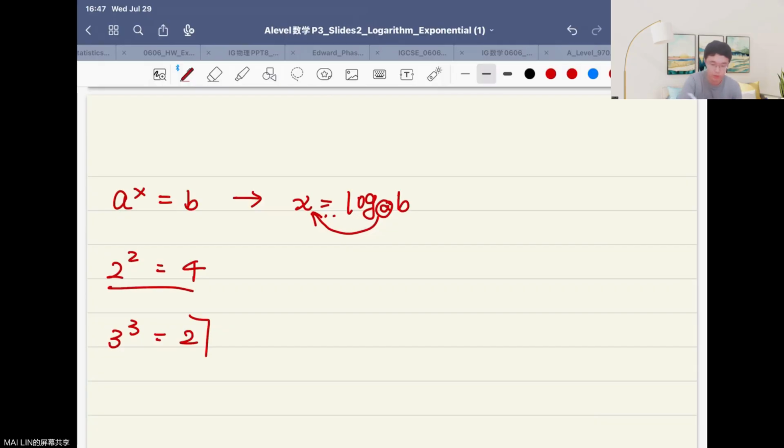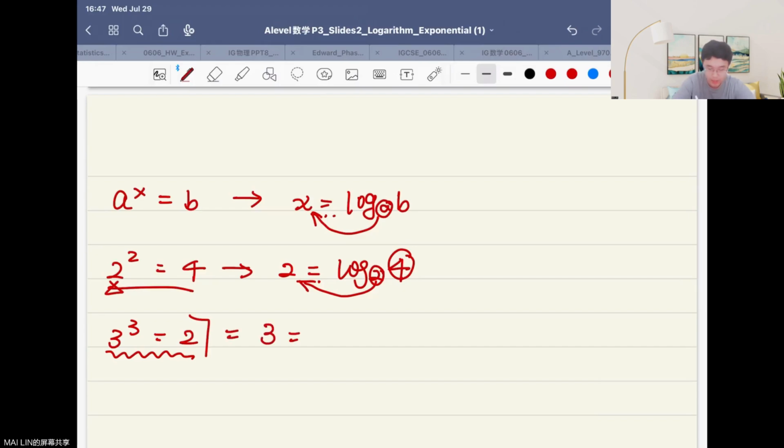So for example, 2 squared equals 4, you can write down as 2 equals logarithm to 4, right? So 2 is the base of the exponential function, okay? So 2 squared equals the bigger number 4. And what about the third one? 3 cubed equals 27. You can write 3 equals logarithm 3 of 27, right? So 3 cubed equals the bigger number 27, okay?